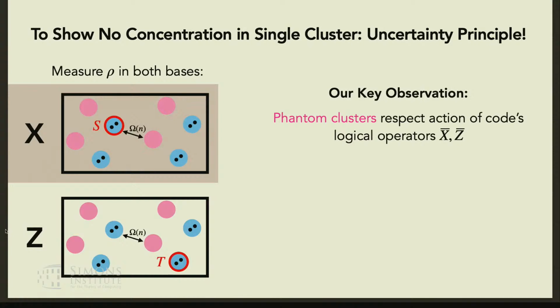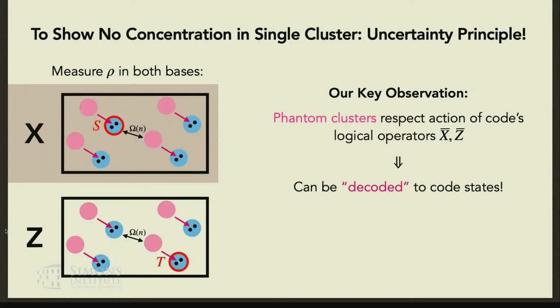You can see in these pictures, the way I've drawn it, the phantom clusters are just translates of the true code states. They have the same linear structure as the true code. And this is actually very accurate. In real codes, these phantom clusters respect the exact same logical operators and the exact same linear structure as the true code. They're just shifted by some linear distance.